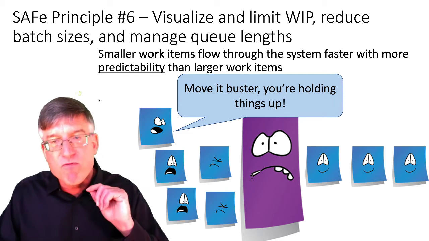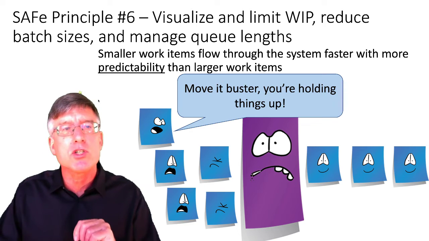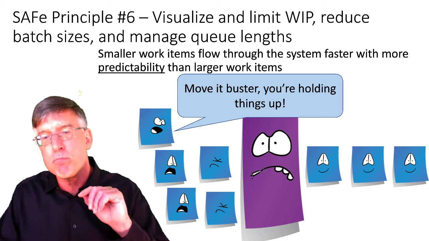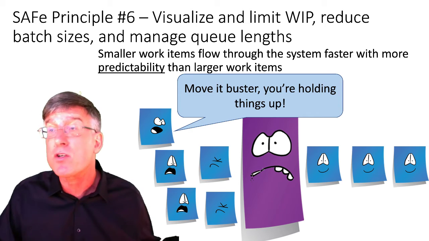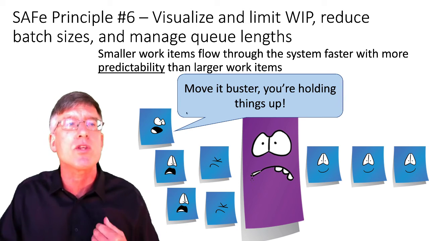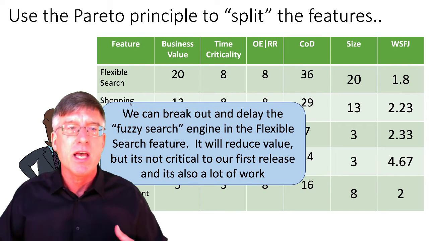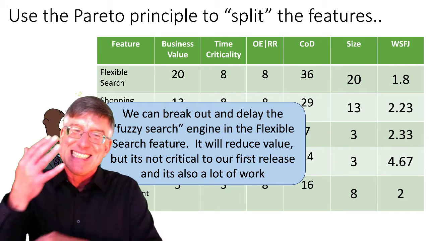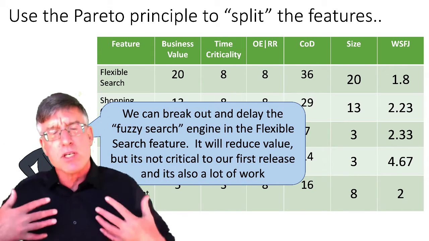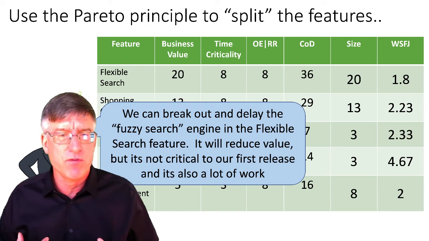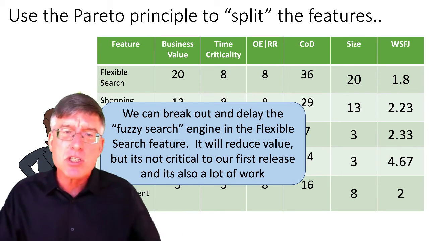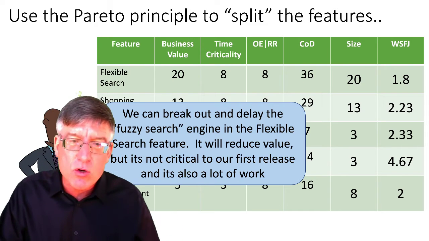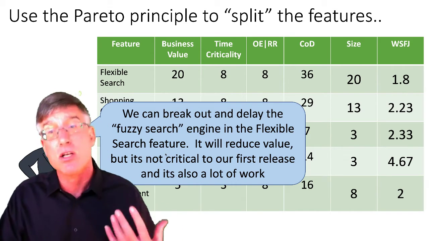So the real utility of weighted shortest job first for us is that it says, okay, these are valuable, but the reason we're not doing them is because they're big. Can we make them smaller so they can move through the system faster with greater predictability? Here our product manager comes by and says, if we break out the fuzzy search portion of the flexible search, it reduces the value a bit, but it's not critical to our first release, and it's a lot of work.